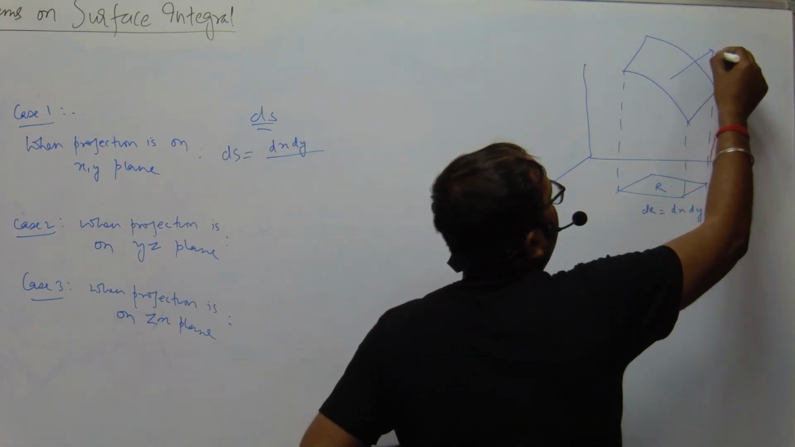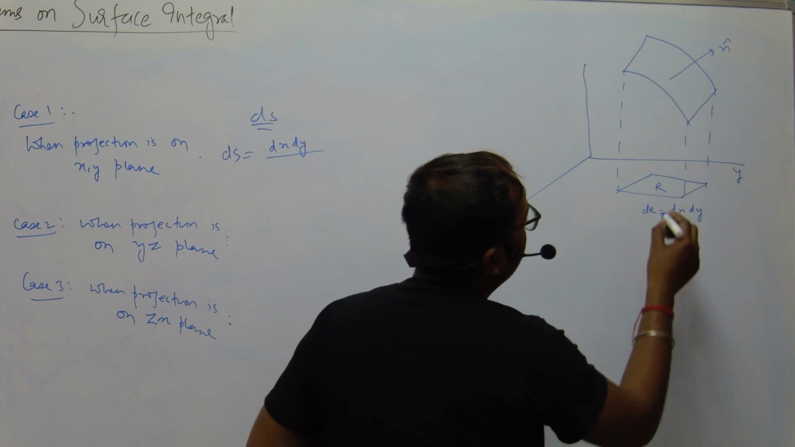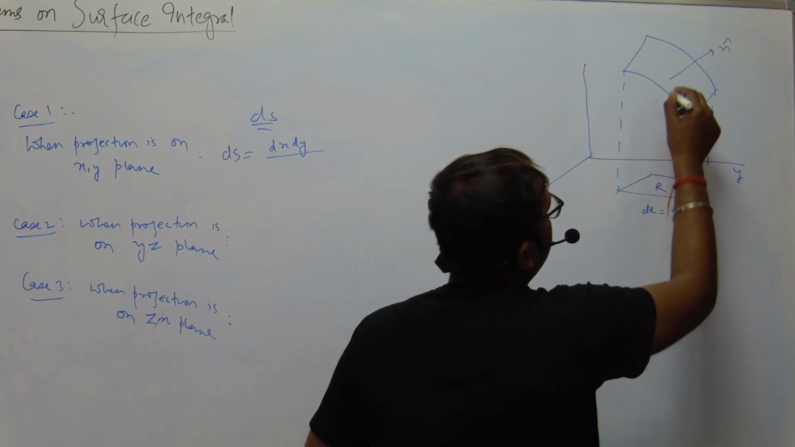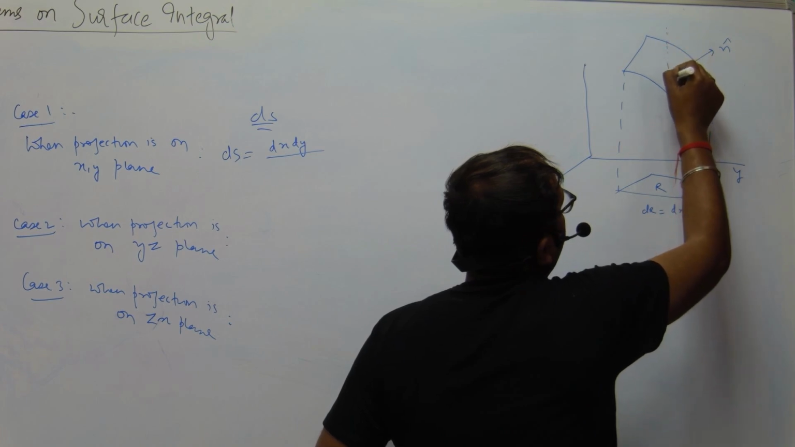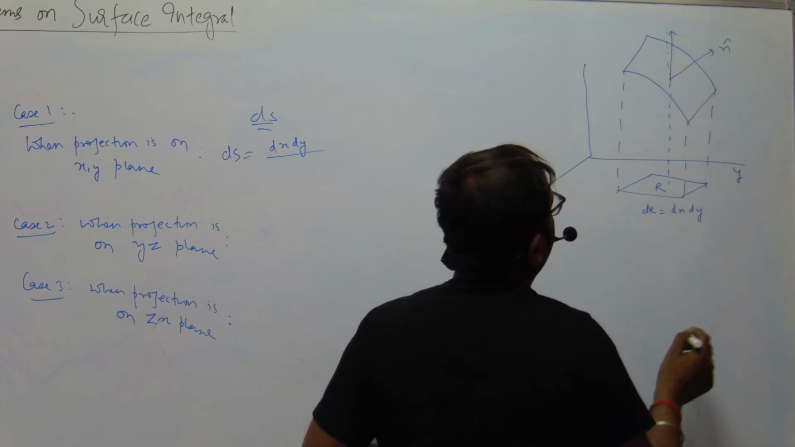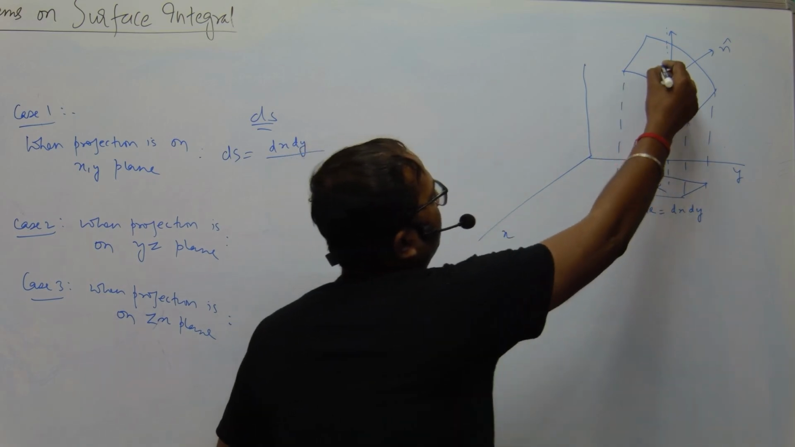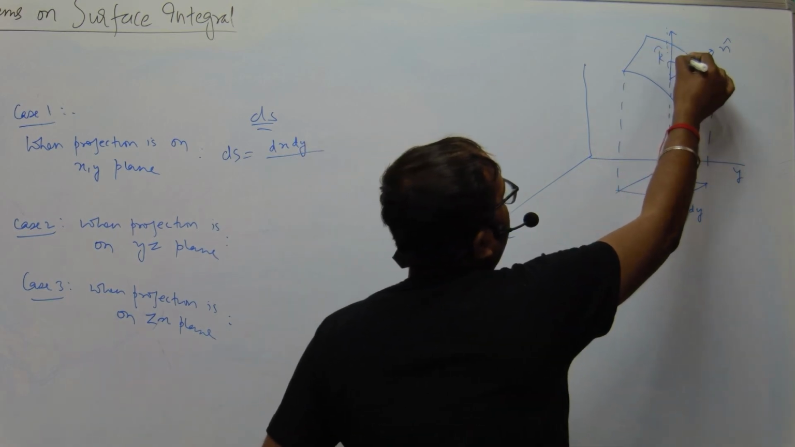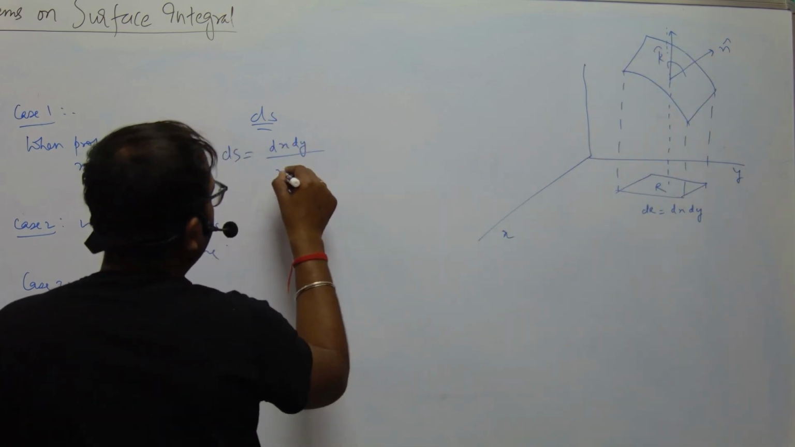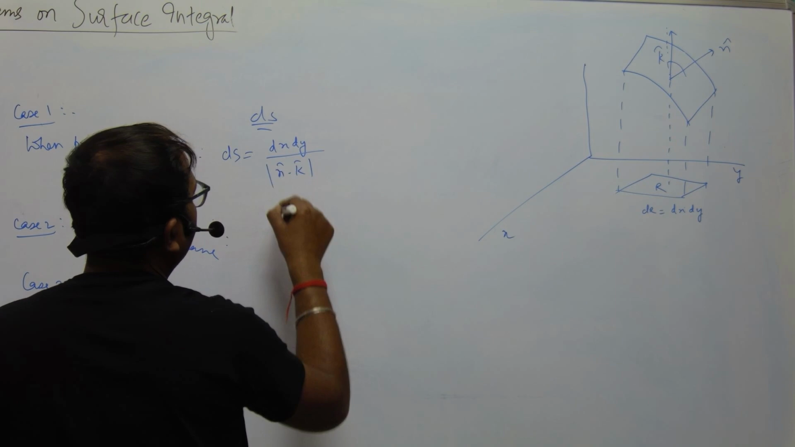the unit vector perpendicular to the surface is n cap, and the unit vector perpendicular to this region R is k cap. So we take the dot product of n cap with k cap, the mod of n cap dot k cap.